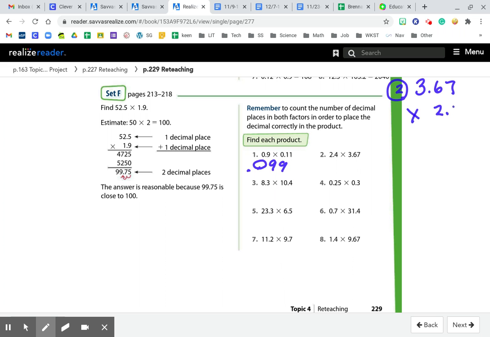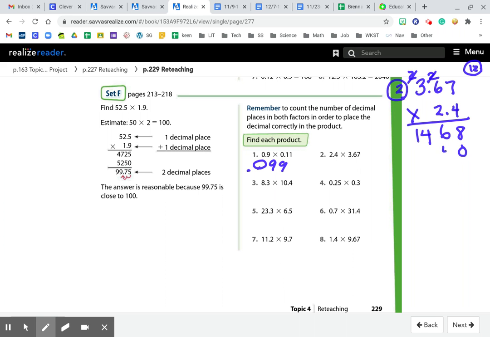times 2.4. Right now I can see it's about 4 times 3, so my answer is going to be around 12. I'm going to just kind of put that up in the corner there to help me out. 7 times 4 is 28. Put the 8 down, carry the 2. 4 times 6 is 24, plus 2, 26. 4 times 3 is 12, plus 2 is 14. Now I'm going to distribute the 2.